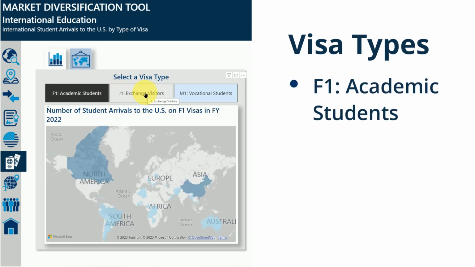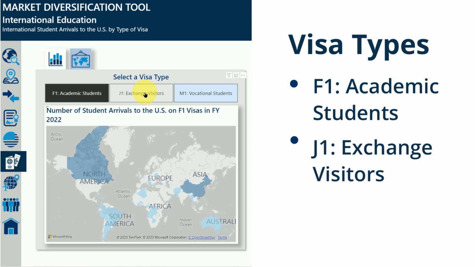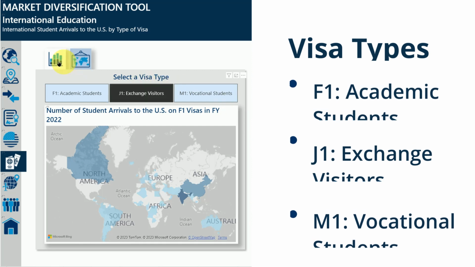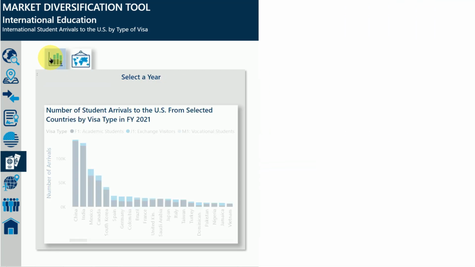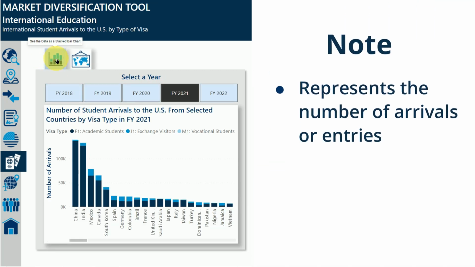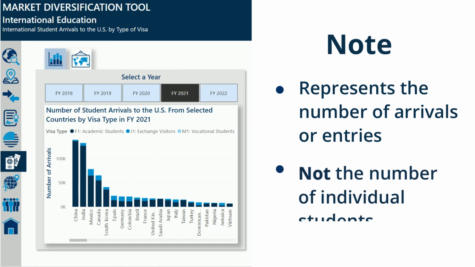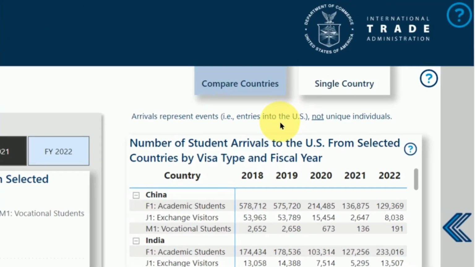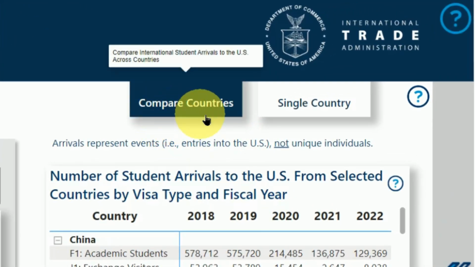The F1 visa for academic degree students, the J1 visa for exchange visitors, and the M1 visa for vocational students. You should note that this data represents the number of arrivals or entries into the US, not the number of unique individuals. You can compare multiple countries or look at data for a single country.